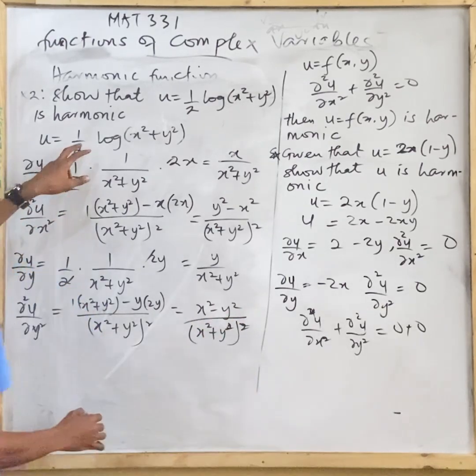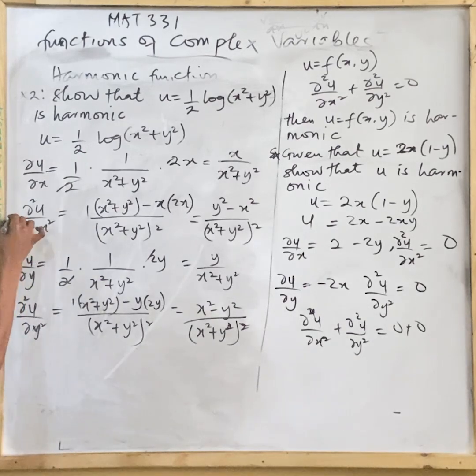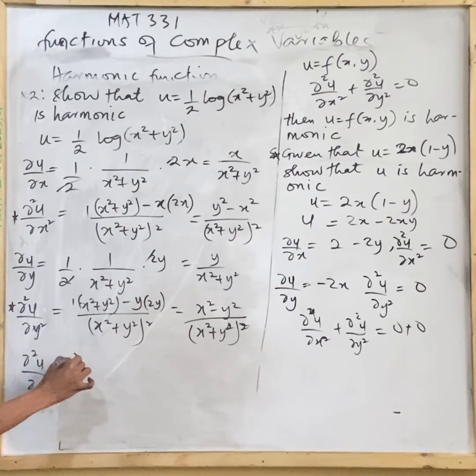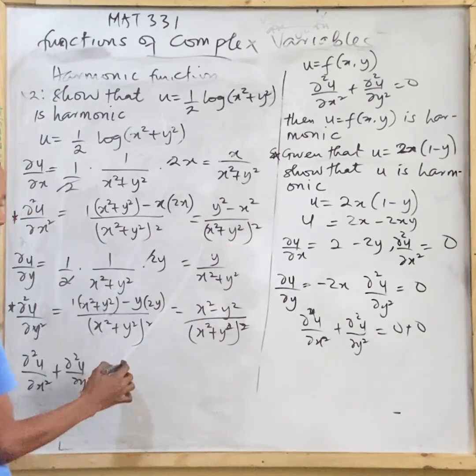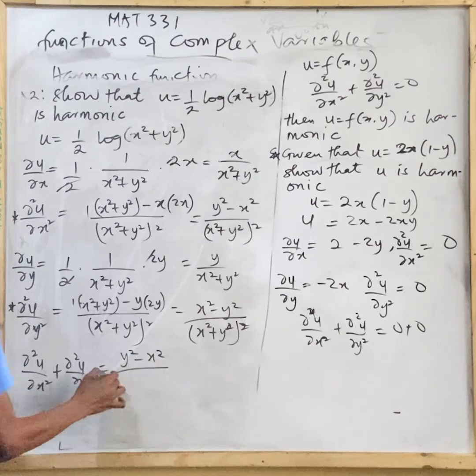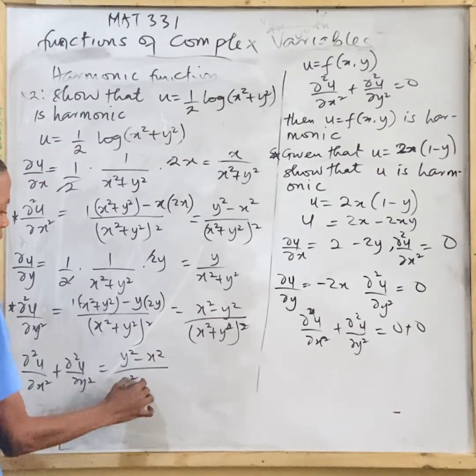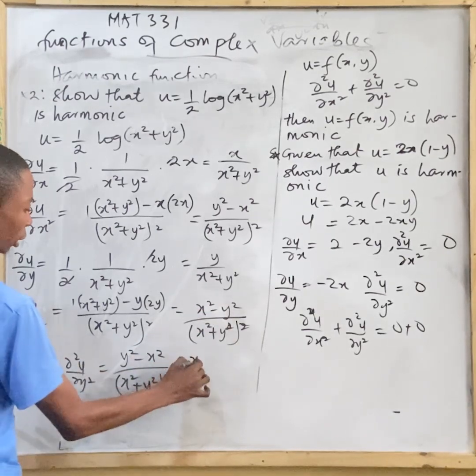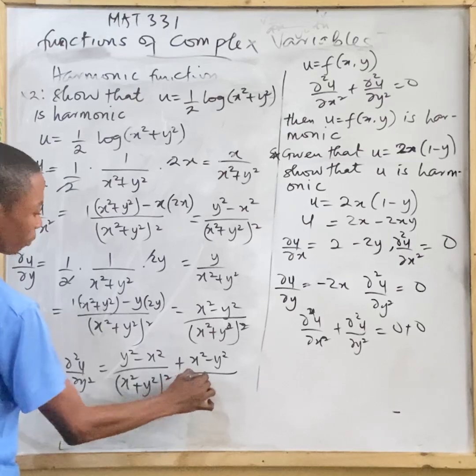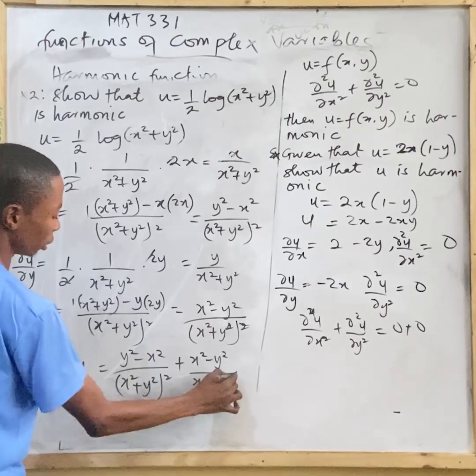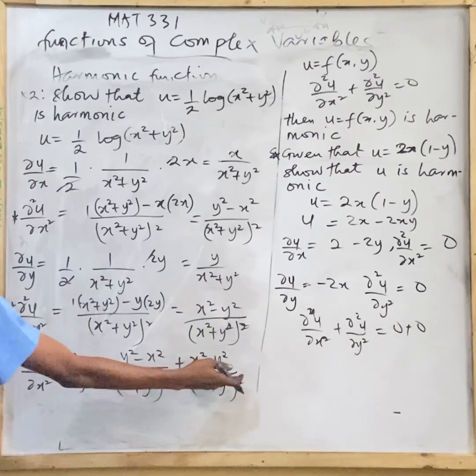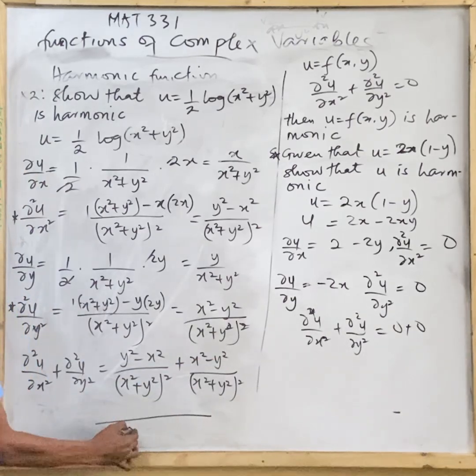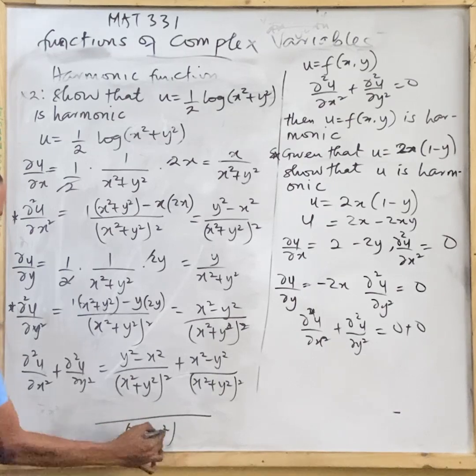And then for this u to be harmonic, we add these two together, d squared u dx squared plus d squared u dy squared. It will give us what? These two fractions, we add them together. That's y squared minus x squared divided by x squared plus y squared all squared, plus the other one, x squared minus y squared divided by x squared plus y squared all squared. So we have a common denominator, x squared plus y squared all squared.